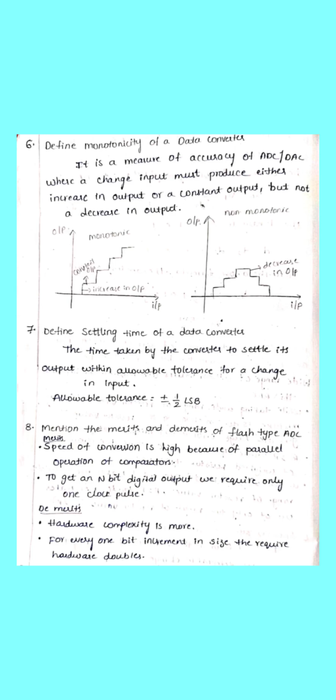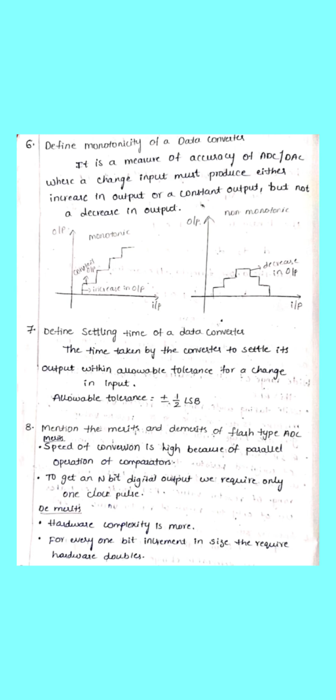Question number 7. Define settling time of a data converter. The time taken by the data converter to settle its output within allowable tolerance for a change in input is called settling time. Allowable tolerance is equal to plus or minus half LSB. You know what is LSB, right?